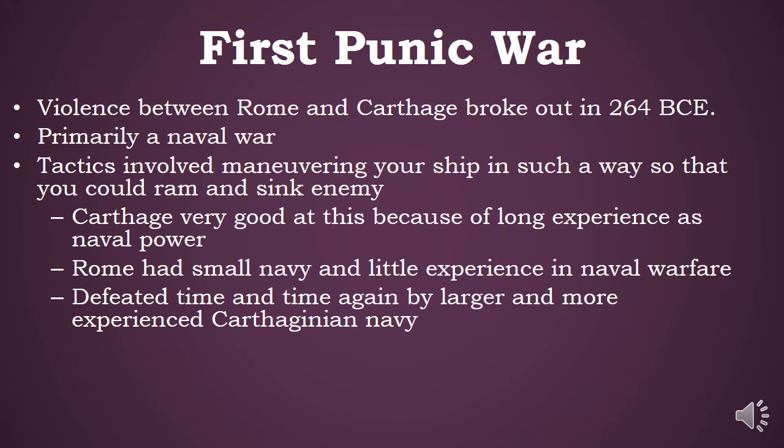Okay, so let's look at the first Punic War. The First Punic War is going to break out in 264 BCE between Rome and Carthage, and it is going to take place primarily at sea. So when you look at that location, it should be sea because this is going to be a naval war.